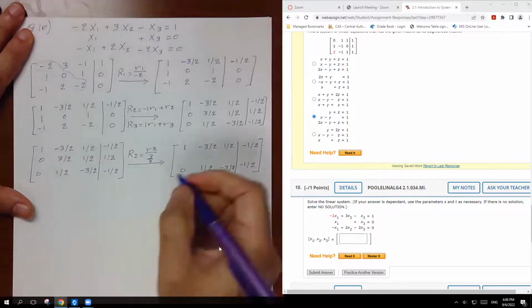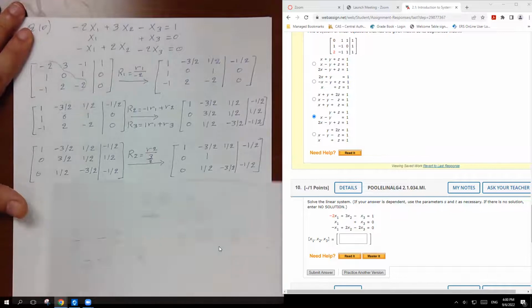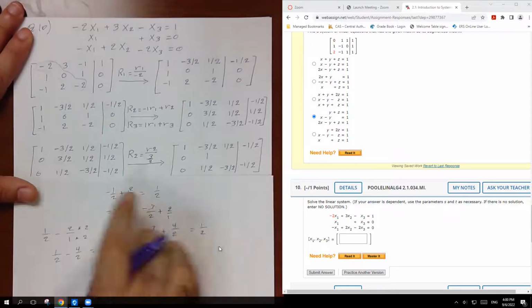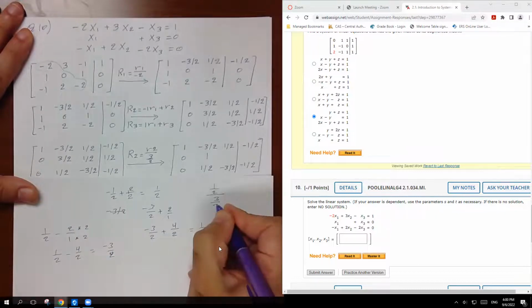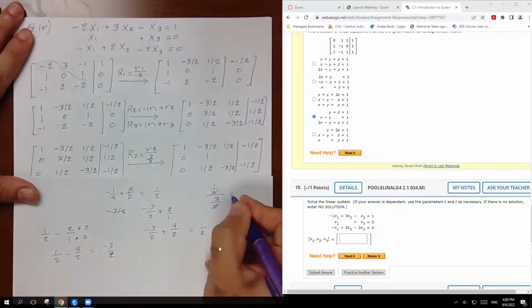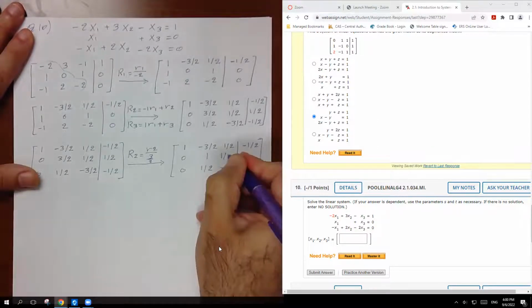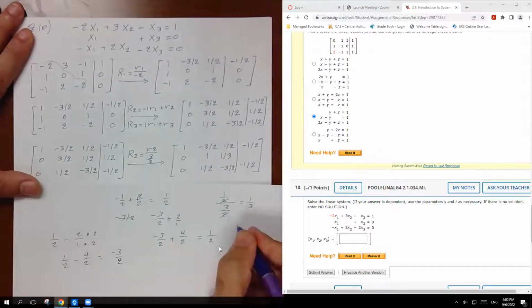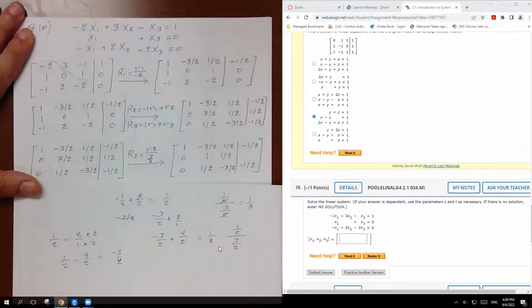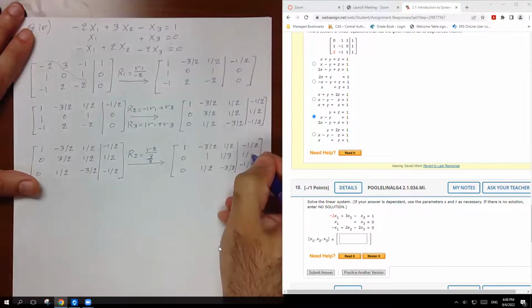The second row, this one is 0. This one is going to be 1. Now, 1/2 divided by 3/2. Cancel these. So it's going to be 1/3. That means the number here is going to be 1/3. And 1/2 divided by 3/2, which is the same thing here. It's going to be the same result. So it's going to be 1/3. Done.